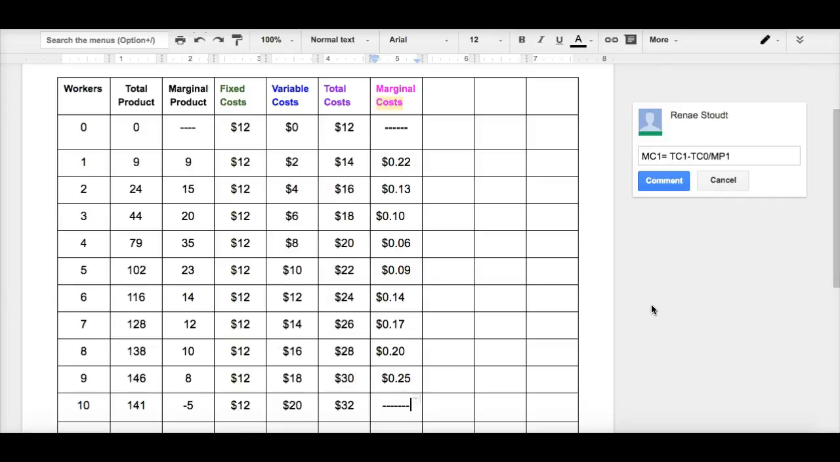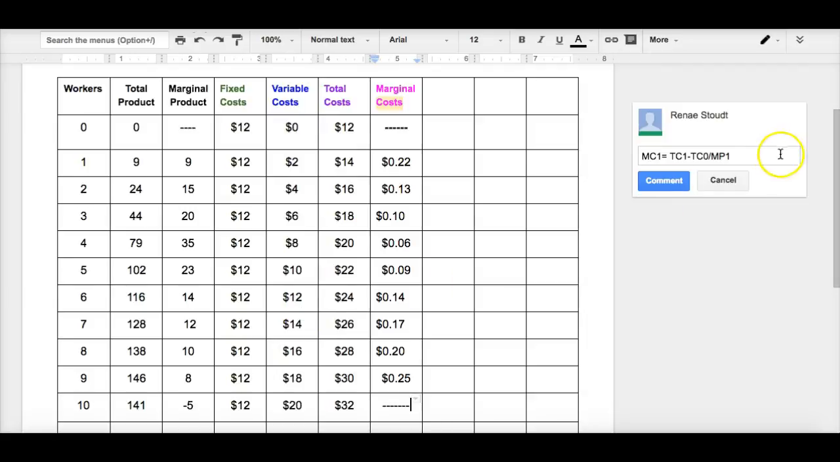Now, some of you that were very astute noticed that every time we subtracted the total cost of the line we were on minus the line we were above, it was 2 every single time. Why is that? Well, think about it. Our total cost went up by 2 every time. Why? Because our variable cost went up by 2 every time. Why did it go up by 2? Because that's how much we were paying our workers, right?